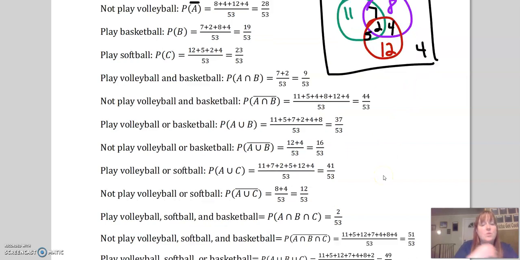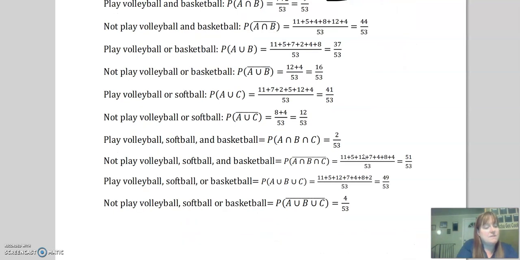What if we said who plays all 3? Okay, so you see how this is an intersection between all 3? Probability of A and B and C. That means all 3 of them together, and there's only 2 people that are in there. What if we said not play volleyball, softball, and basketball? Again, we kind of cross our eyes and pretend like this little circle doesn't exist. We're looking at everyone except that circle, so it's going to add up all of those. And you could figure that out without adding them up because it's everybody except for 2 people, right?